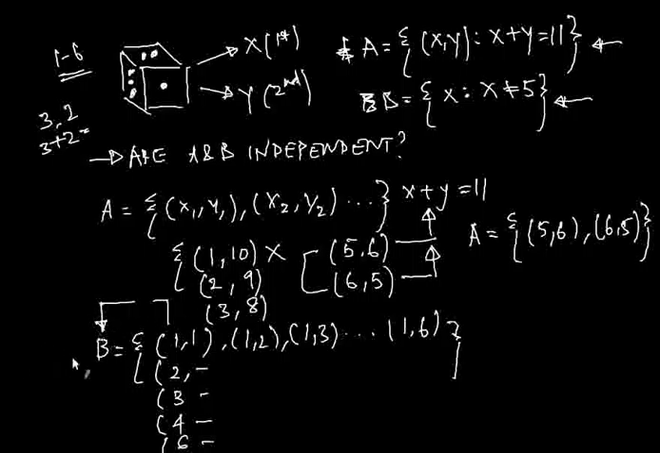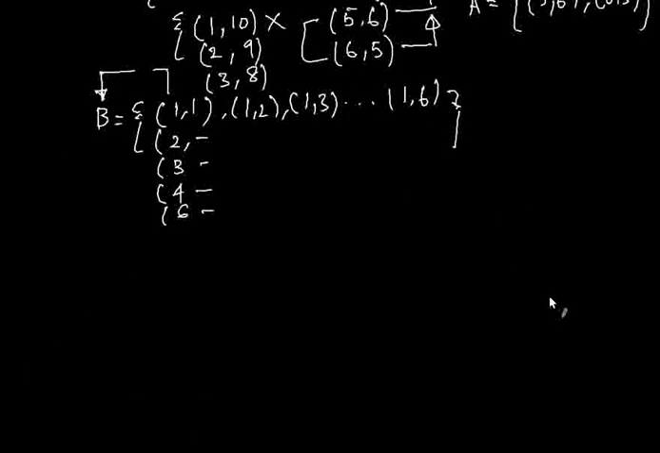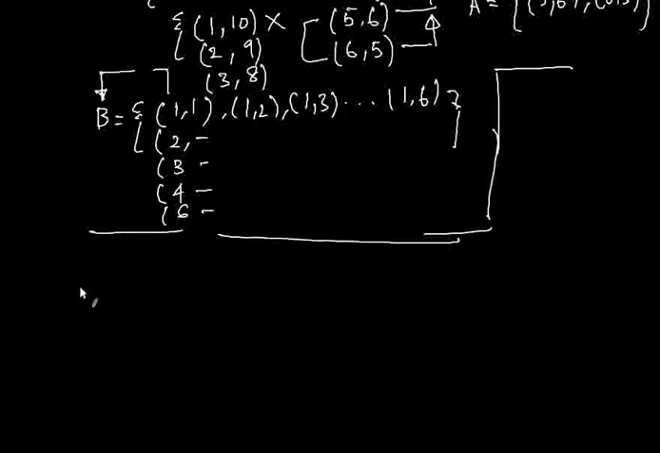So now the question is, are these two events independent, right? So what's the condition for independence? I'm just going to section out this area a little bit, just make it a little cleaner. So what's the condition for independence? Well, if A and B are independent, then the probability of A given B should be equal to the probability of A, right?